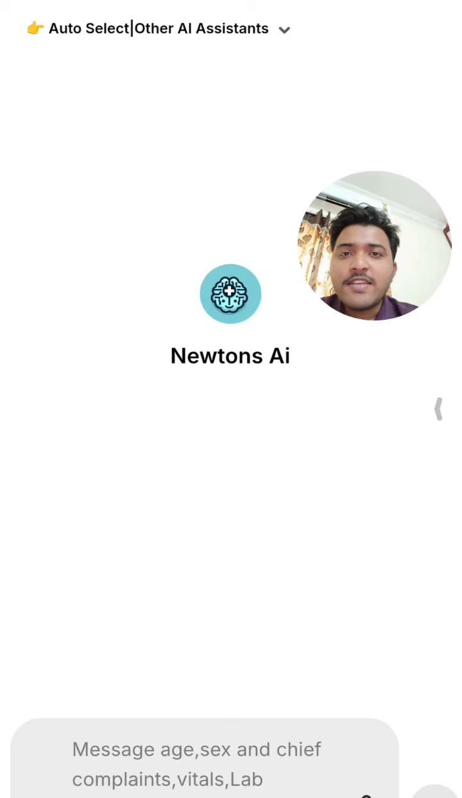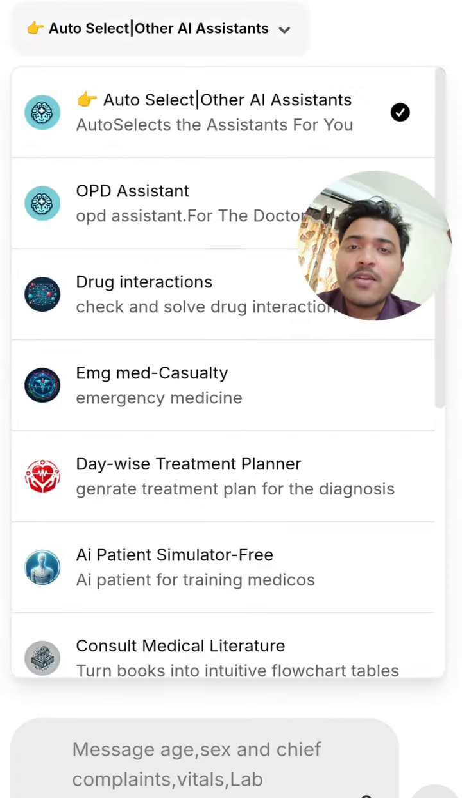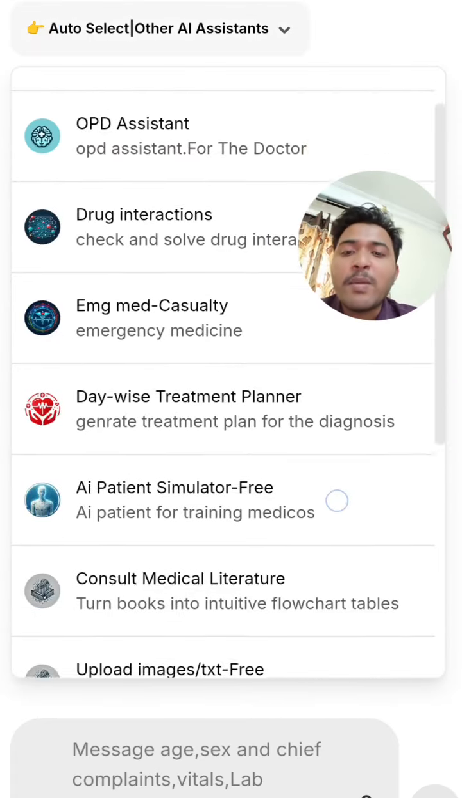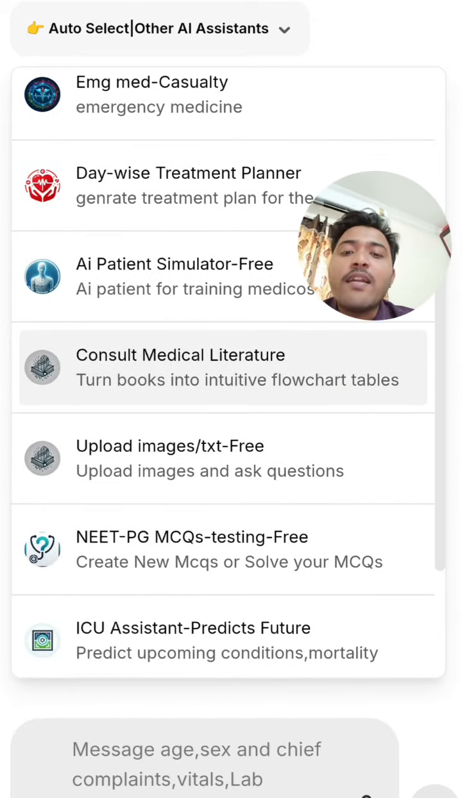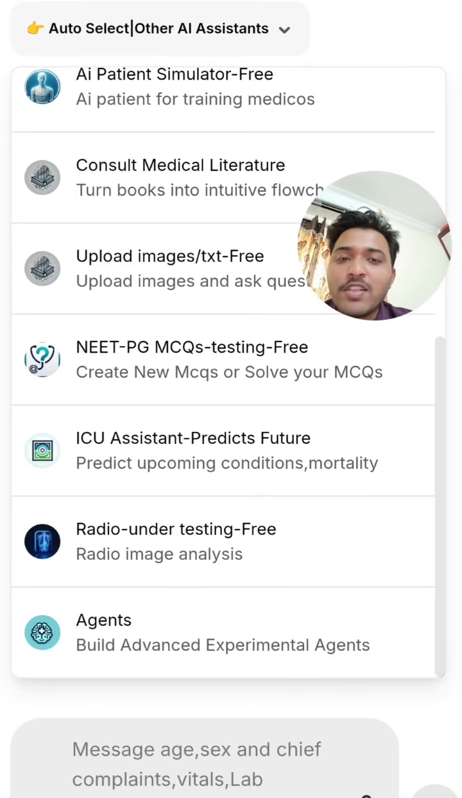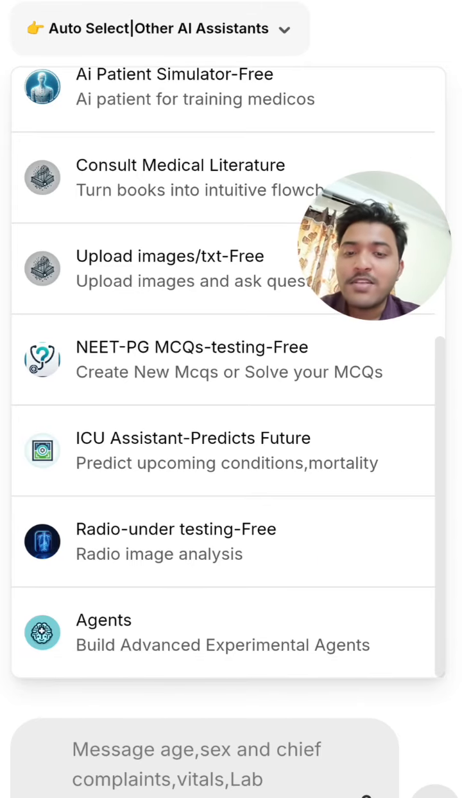Newton's AI is designed by the doctors for the doctors. It has multiple assistants including OPD assistant, drug interactions, emergency medicine treatment planner, patient simulator, and a NEET PG MCQs help assistant, an ICU assistant, and radiology assistant. You can also build multiple agents in Newton's AI, but we'll talk about that later.